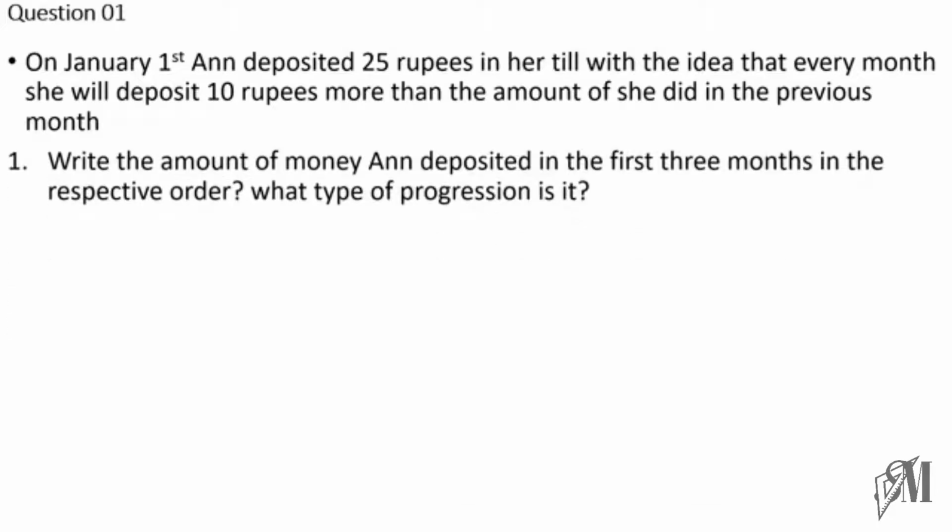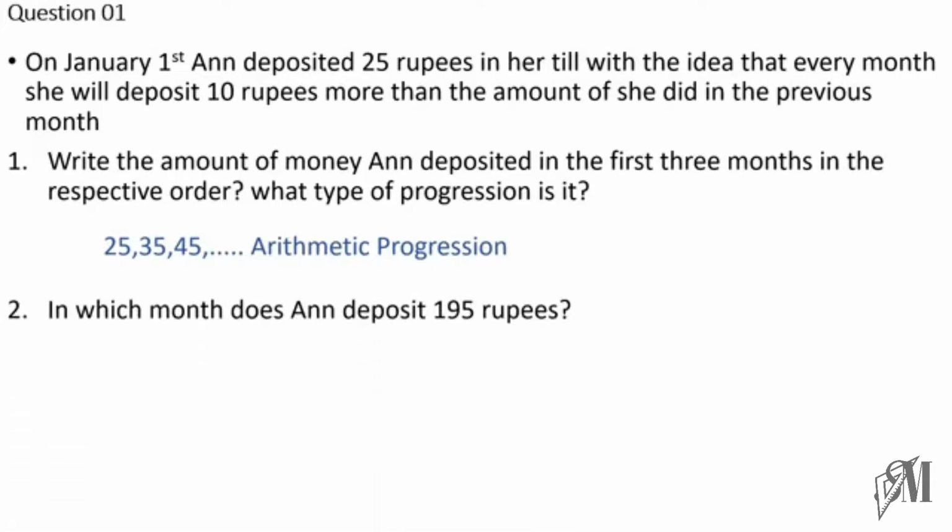What is the first question? Write the amount of money Anne deposited in the first 3 months. In the first month it is 25, the second month will be 35 and the third month will be 45 rupees. So this lies in an arithmetic progression, and we can write it like this.